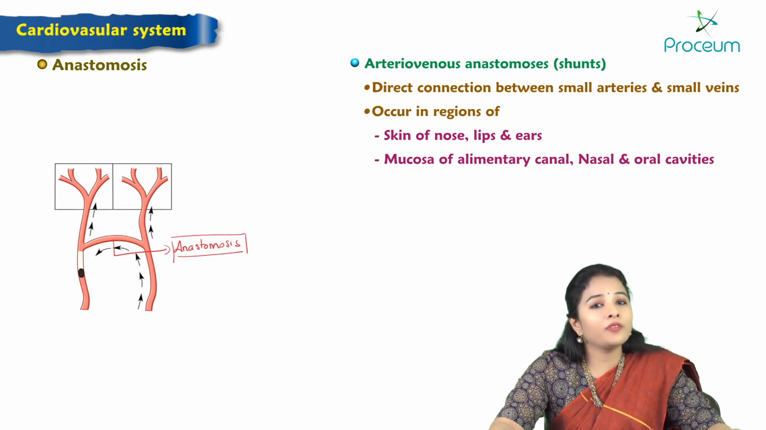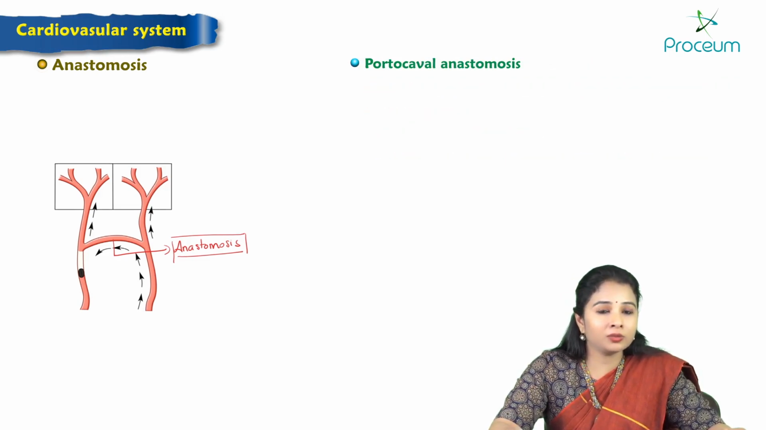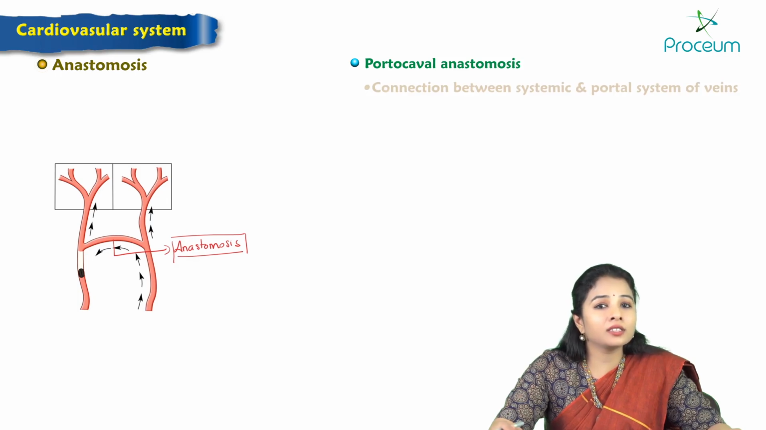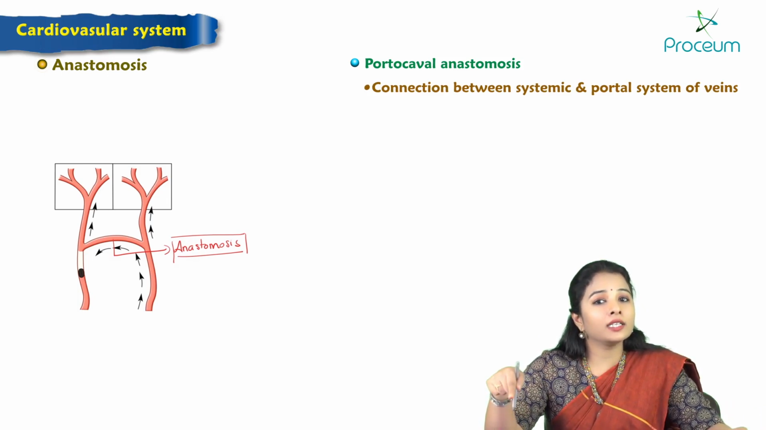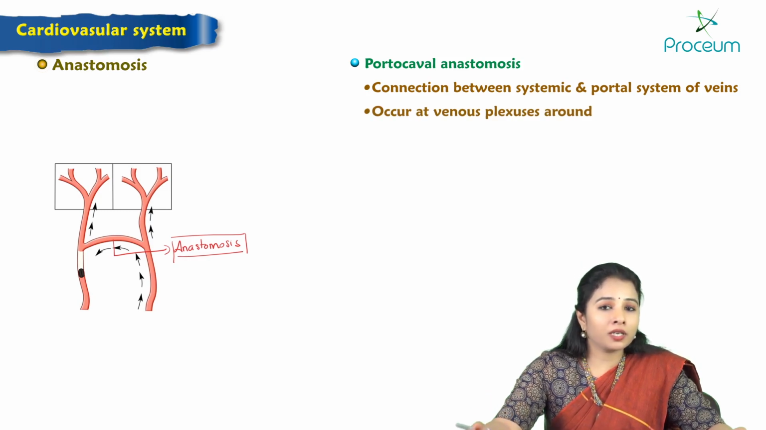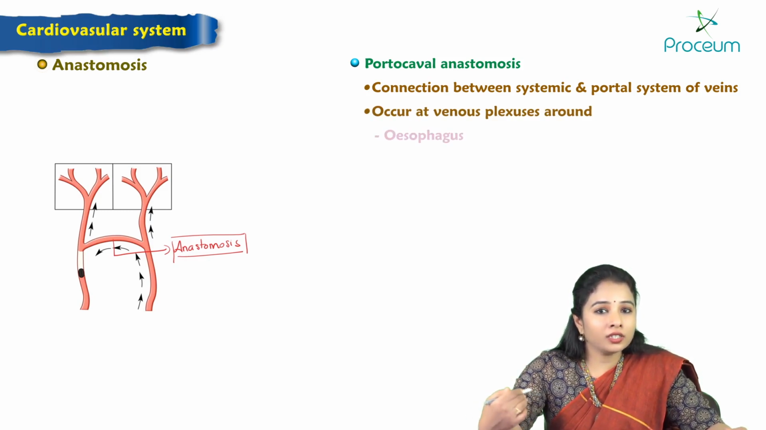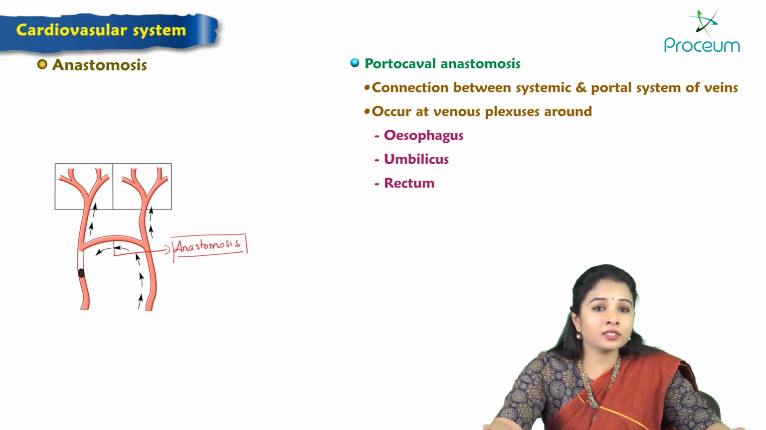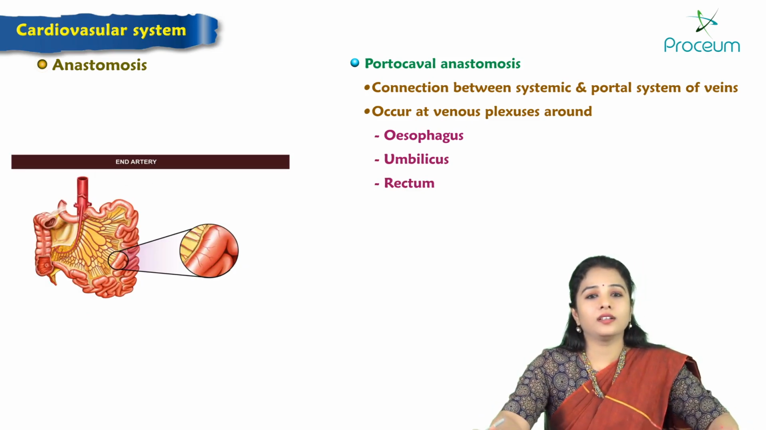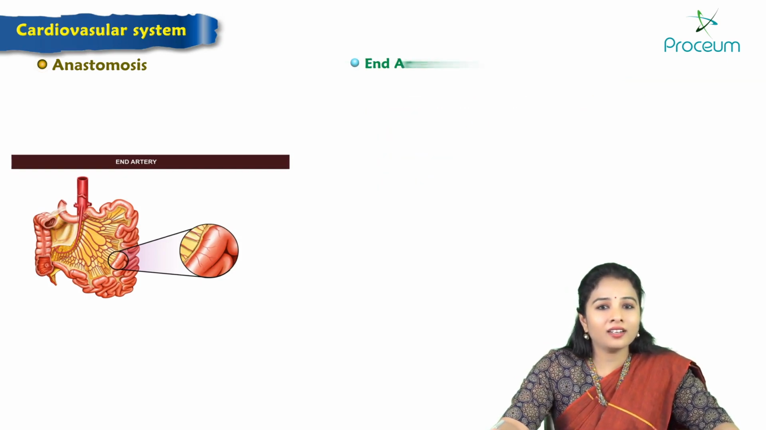The last type of anastomosis is the portocaval anastomosis, which occurs where there is a connection between the systemic veins and portal veins. So there is a connection between the systemic circulation and the portal system of veins, and these occur at venous plexuses such as around the esophagus, around the umbilicus and the rectum. Those are the examples of portocaval anastomosis.